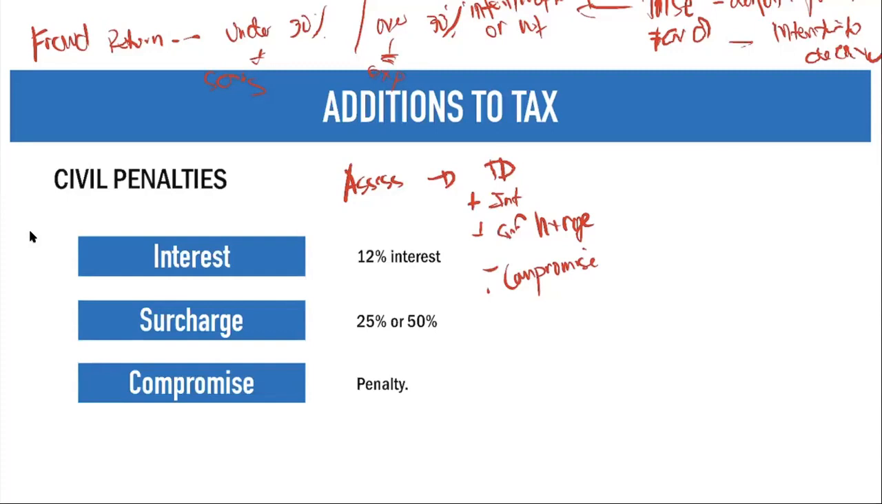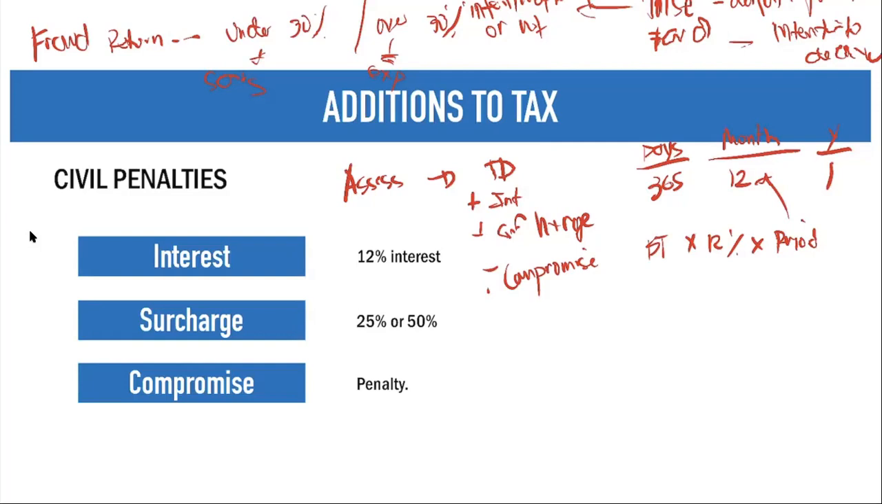So what is the interest? The interest is 12%. So basic tax multiplied by 12% multiplied by period. Sir, what is this period? This can be days over 365, months over 12, or years over 1. Okay? That's how your interest works. 12% multiplied by your basic tax times your period.